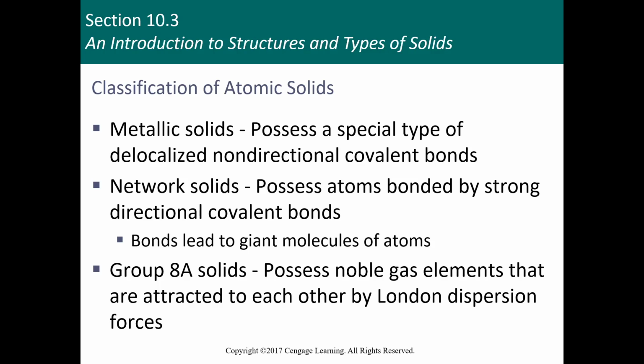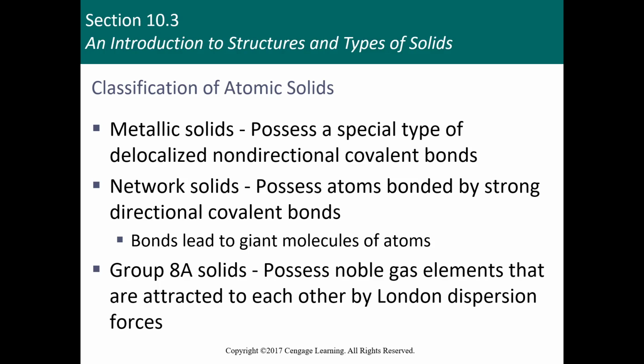There's actually a bit of variety there in atomic solids. So we have metallic solids. These are going to possess a special type of delocalized, non-directional covalent bonds. It's quite a bit of words, but the best way to think of metallic solids is they're like the metal atom nuclei are submerged in sort of a sea of electrons. And so they sort of share the electrons among all of the nuclei through the metal, okay?